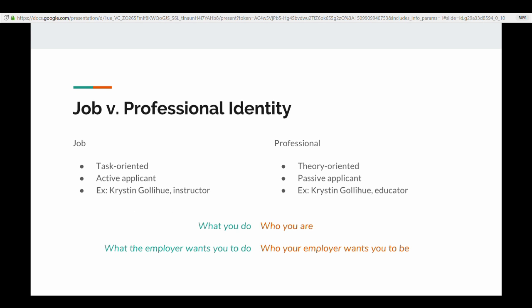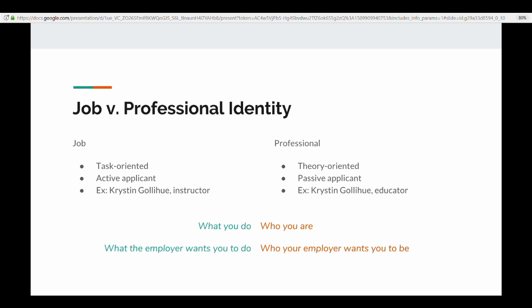So I wanted to go over identity a little bit. And to be honest, you may find use in this, you may not. But I think this is important to think about when you're going into the job application process. Identifying yourself as someone who is a job applicant versus a professional.